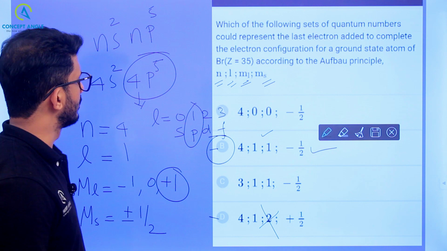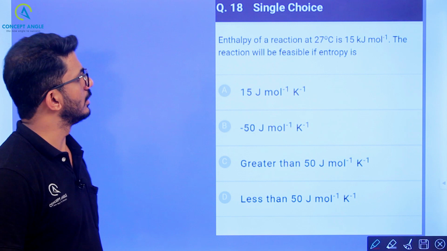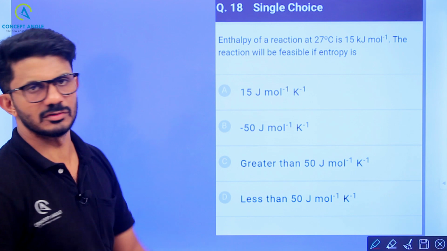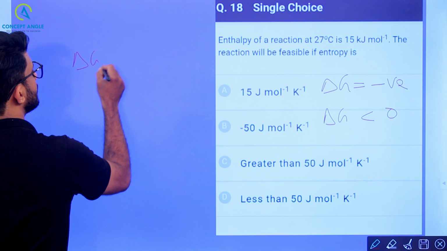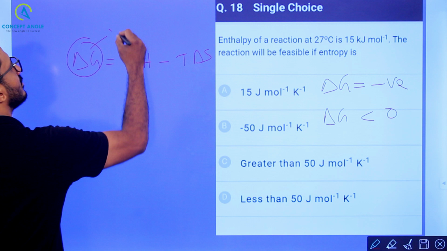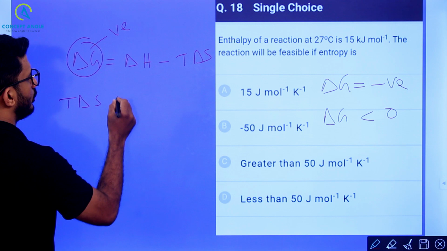Let's move to the next question. The enthalpy of reaction at 27 degrees Celsius is 15 kilojoule per mole. For the reaction to be feasible, the Gibbs free energy should be negative. That means delta G should be less than 0. And we know the equation delta G is equal to delta H minus T delta S. In order to make this negative, T delta S should be greater than delta H.